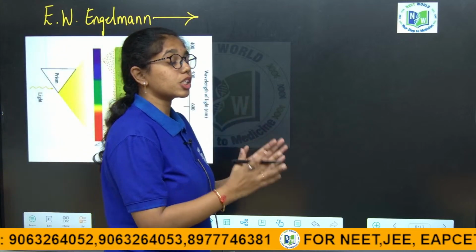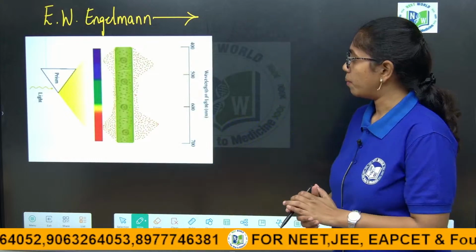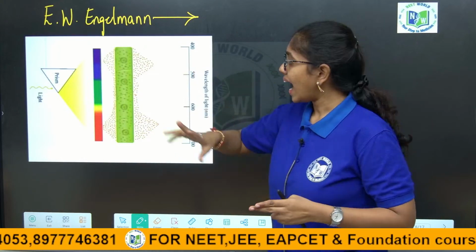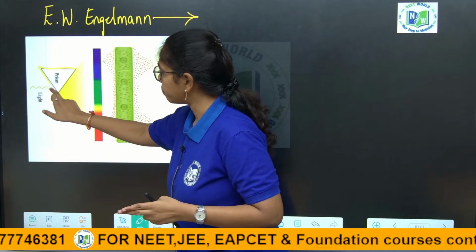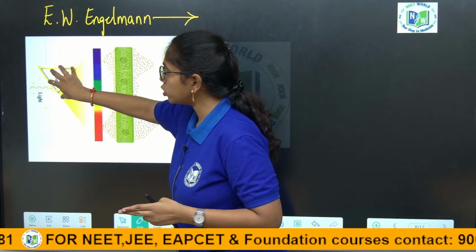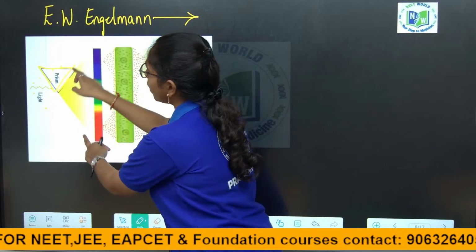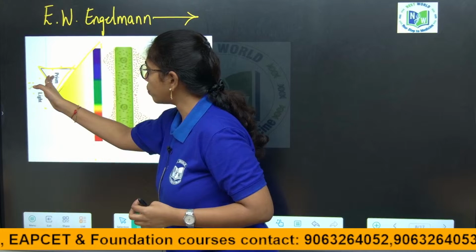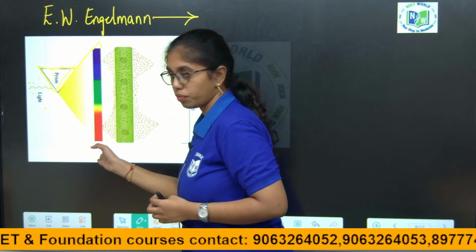What experiment did he perform? He took sunlight or normal light and exposed it to a prism. The prism split the light into VIBGYOR.